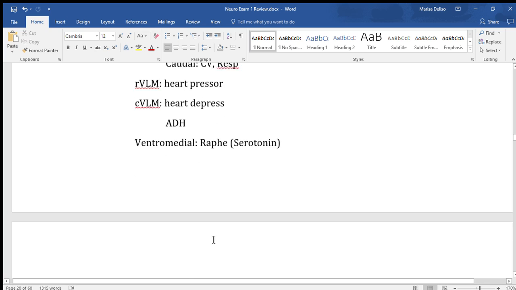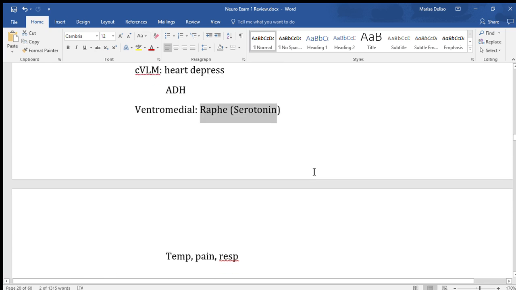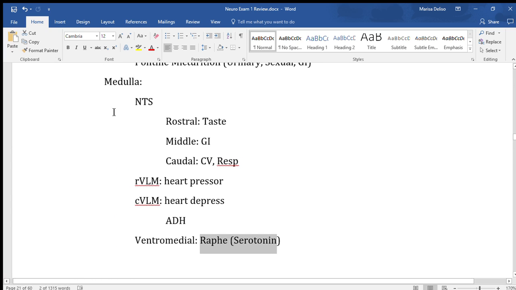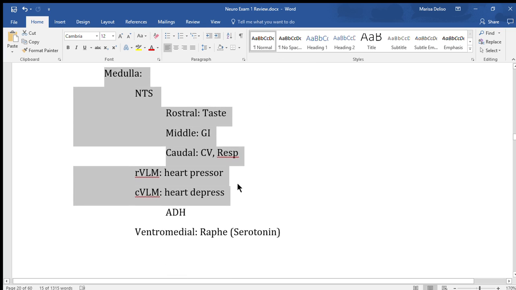Cool, so then ventromedial, we have raphe nucleus, which is serotonin. Honestly, I don't think those are high yield. What's really important are these right there. Out of all that nonsense, if you can remember these guys, you're in good shape.